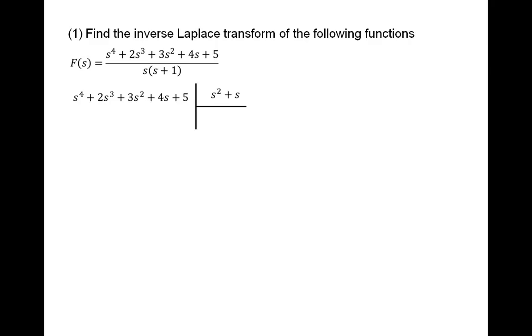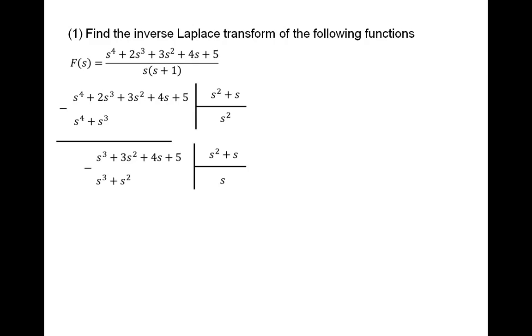To do so, I divide the numerator polynomial over the denominator polynomial by multiplying by s squared. The residual polynomial will be s cubed plus 3s squared plus 4s plus 5, whose order is still higher than the order of the denominator polynomial. So I do further calculation by multiplying the denominator polynomial by s. I will have the residual polynomial of 2s squared plus 4s plus 5. The order of this residual polynomial is the same as the order of the denominator polynomial.